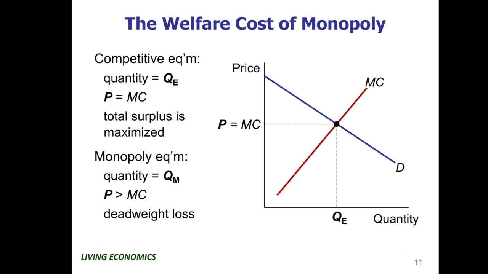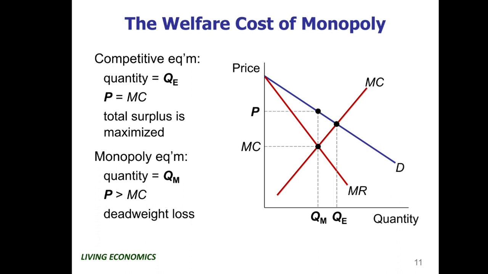Whereas a monopoly sets its price where MR is equal to MC. So here quantity is QM rather than QE, which is less than what is needed to maximize the total surplus. And the price at this QM is higher than the marginal cost. So you can see this green shaded area. This is called deadweight loss.